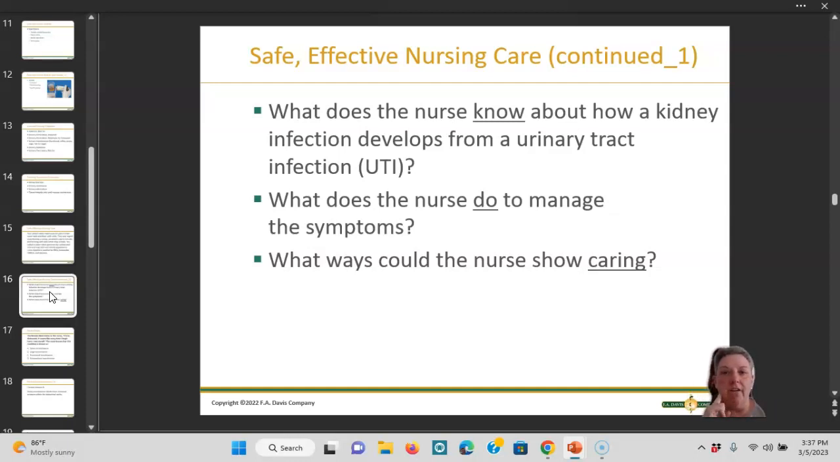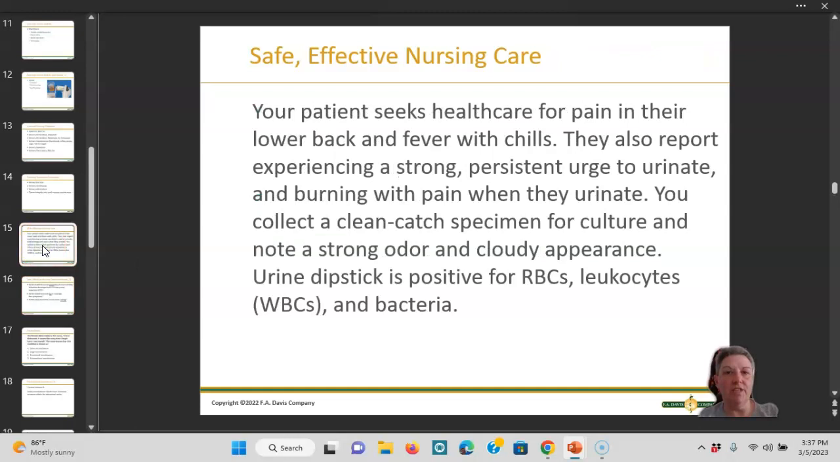What ways could the nurse show caring? So providing hydration. Strong, persistent urge. It'll get better once you start the antibiotics. Education, education, education. What other education might you want to provide to this person to come in and be seen if this doesn't get better with 1 or 2 days of antibiotics? Might need another different antibiotic, okay? Because it will go up that track very, very quickly.